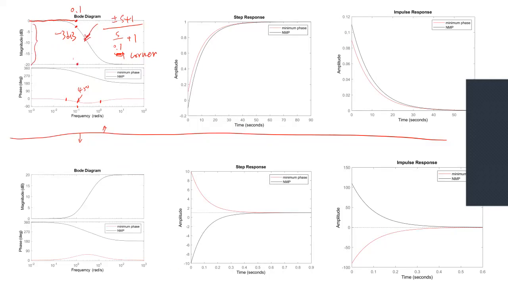So this is 0.1. Then this is 10. This is 1. So from here, there's 1 decade, so I should do this. Then you do this. So the slope is minus 20 dB per decade. Okay, per decade. So this one is actually called asymptotes, asymptotic lines.